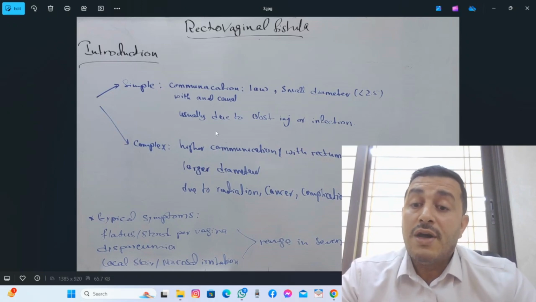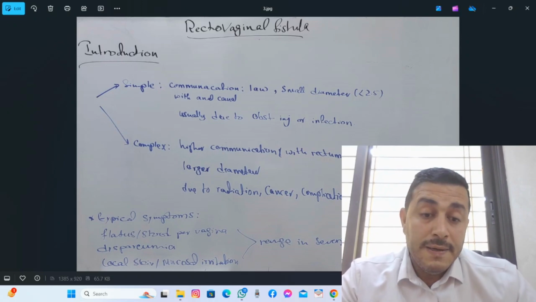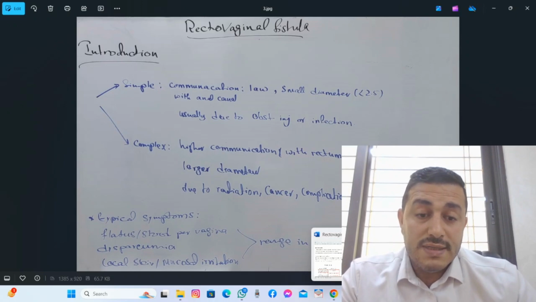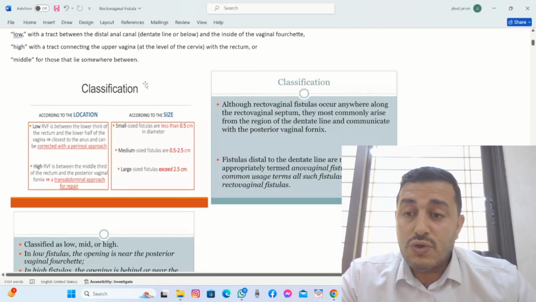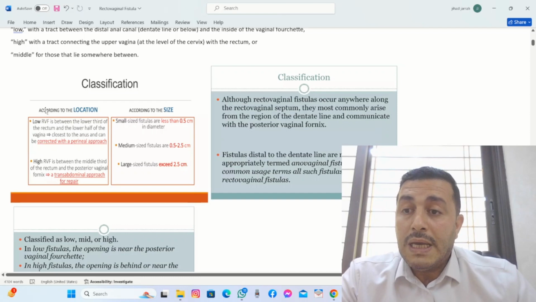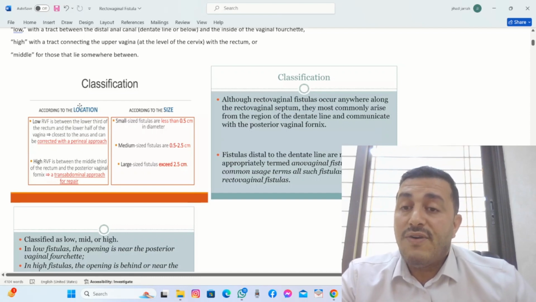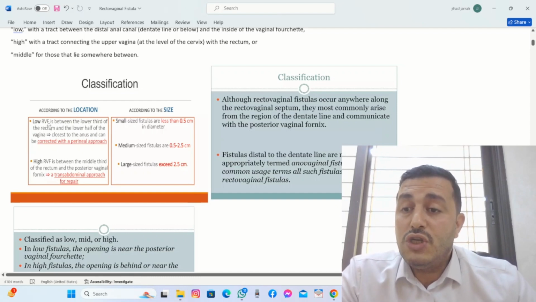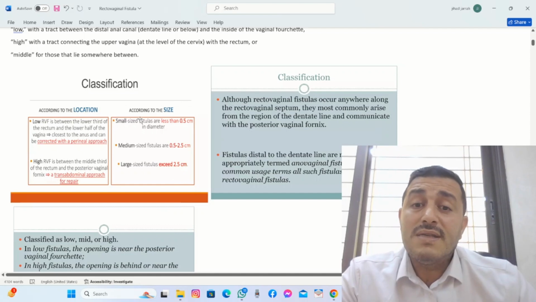So these are complex. Before moving to the symptoms, I would like to show you this is how we actually classify them according to the location, low and high, according to the size. Here in this literature they classify it into small, medium, large. It's enough to remember below 2.5 centimeters and above 2.5 centimeters.